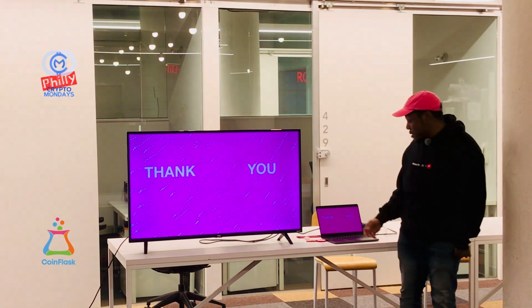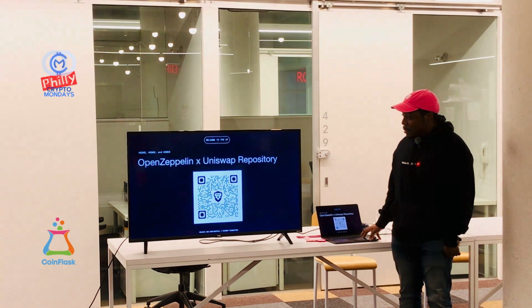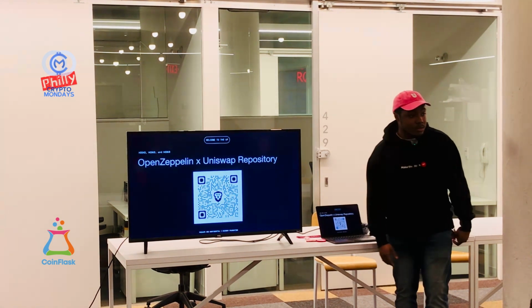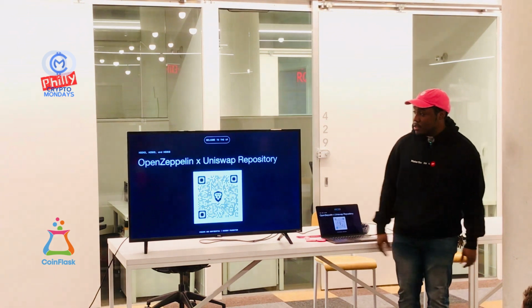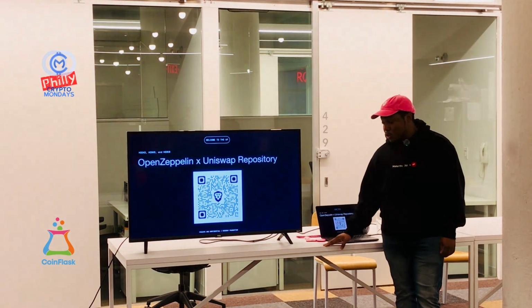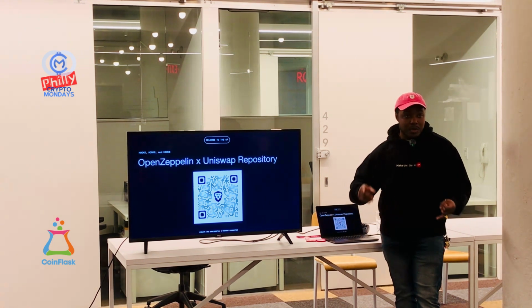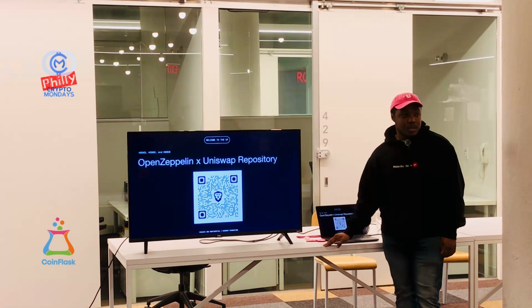I like the OpenZeppelin repo if you just want to get something started. They give you some base hooks, some base customization of hooks, and they allow you to do your own custom accounting. So you can control where the liquidity goes, like the liquidity providers. You can really choose how much liquidity they get back, and you can do a lot of crazy things. So I like this.